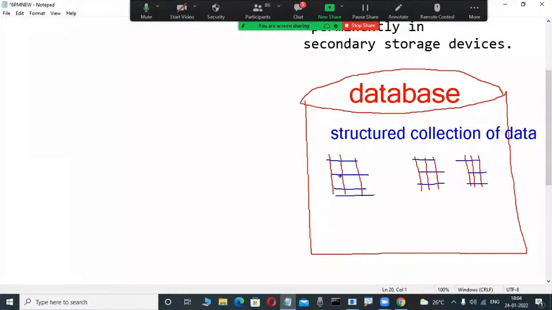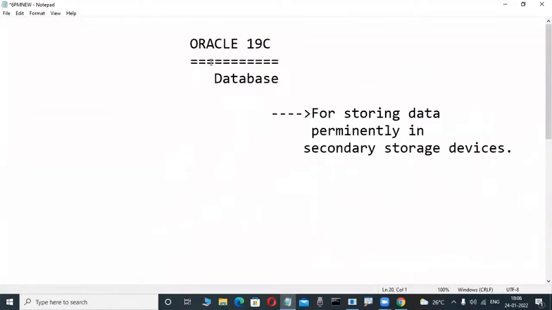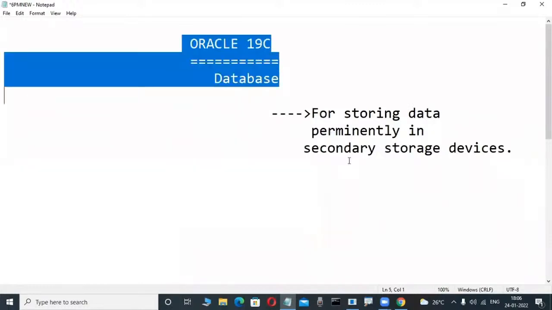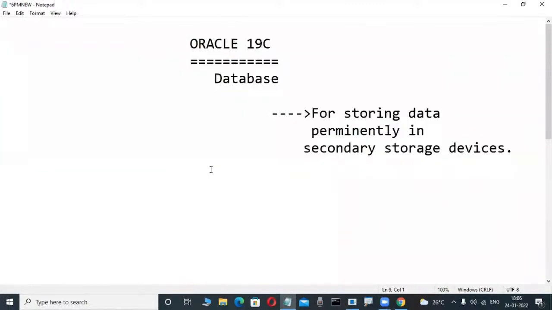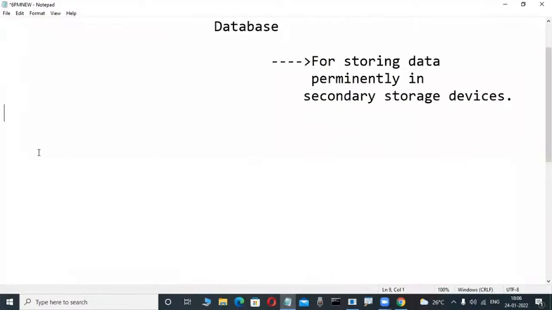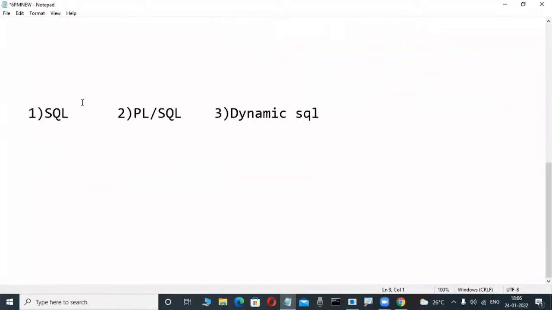Once a structured collection of data is there, for handling and operating this data, which language do we use? Very good. SQL, Structured Query Language. That's why these types of databases are implemented based on the relational data model. What is that today? I will tell you. Oracle, SQL Server, DB2, Sybase, MySQL, all these databases are implemented based on the relational data model concept. For operating them, we are using SQL.